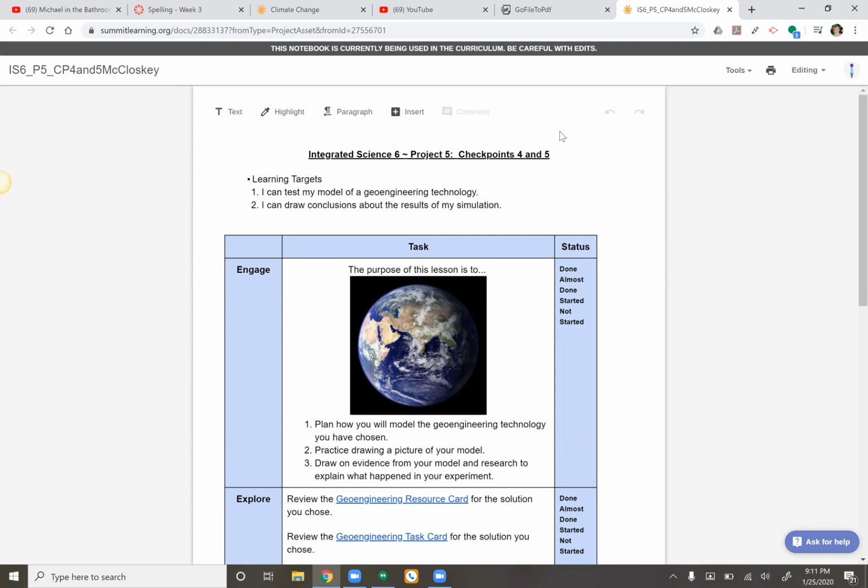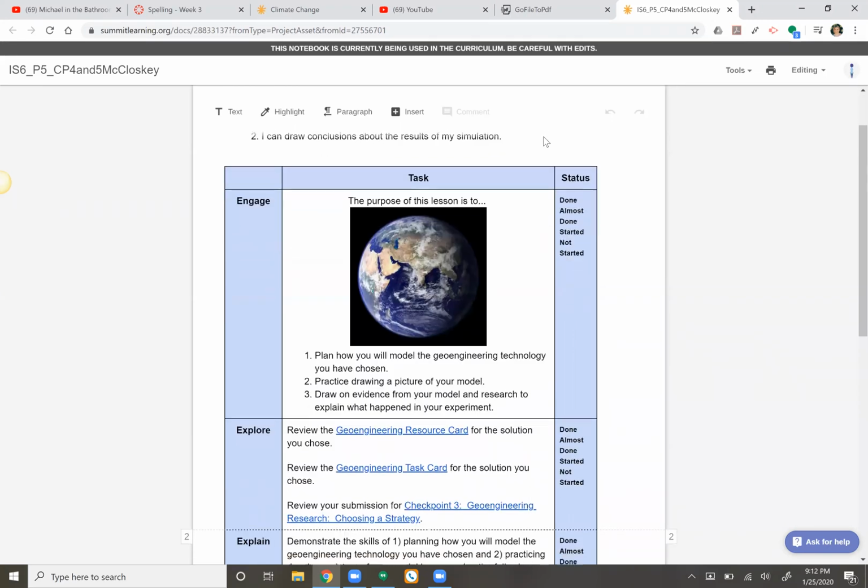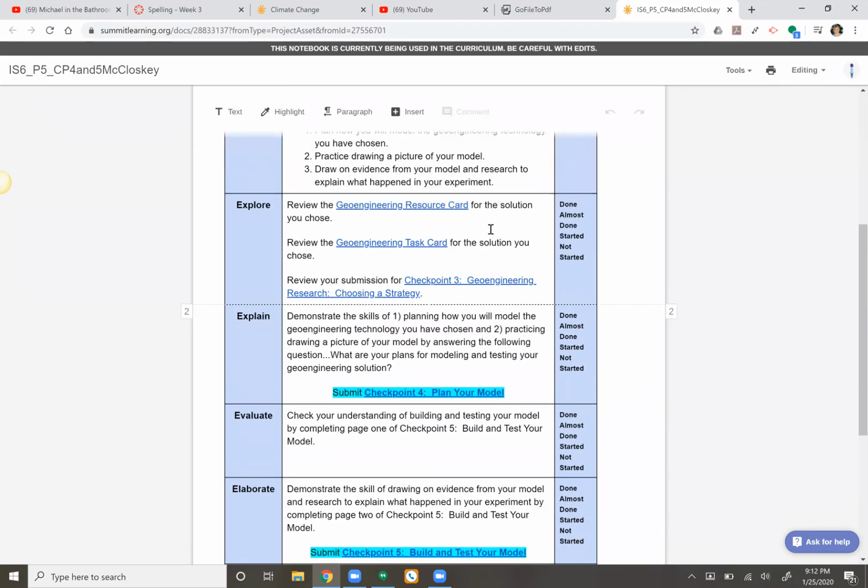So we are doing checkpoints 4 and 5 for science. Your lesson this week has 2 learning targets. I can test my model of a geoengineering technology, and I can draw conclusions about the results of my simulation. The purpose of this lesson is to plan how you will model the geoengineering technology you have chosen, practice drawing a picture of your model, and draw on evidence from your model and research to explain what happened in your experiment. So for Explore, I would like you to review the materials from Checkpoint 3.